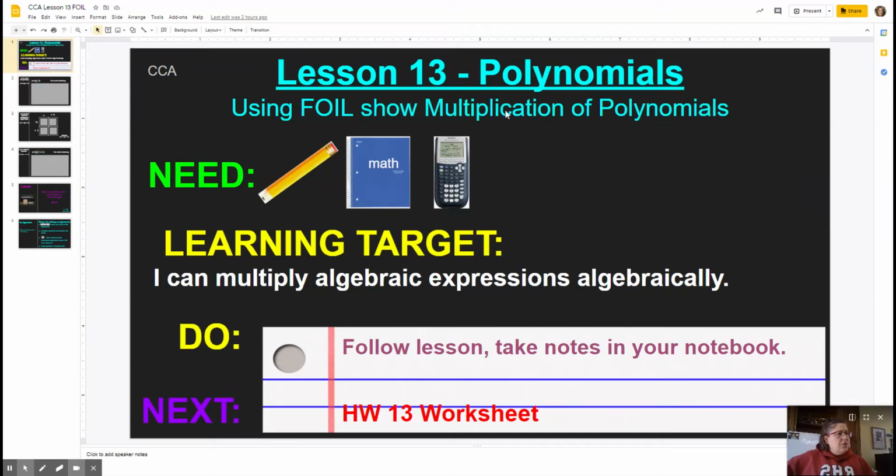All right, so lesson 13 is all about using this thing called FOIL. If you have asked any of your parents or siblings or other people to help you with some of the area models to get those answers for some shortcuts, they might have taught you something called FOIL. We're going to learn that today. It isn't anything like crazy different. It's just an acronym to help you remember to get everything multiplied together, to be honest with you. And then after today's lesson, you should be able to multiply algebraic expressions algebraically. And then you're going to have a worksheet today. All right, so lesson 13.